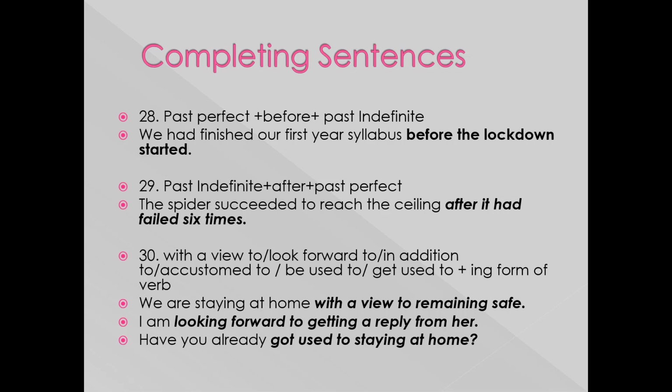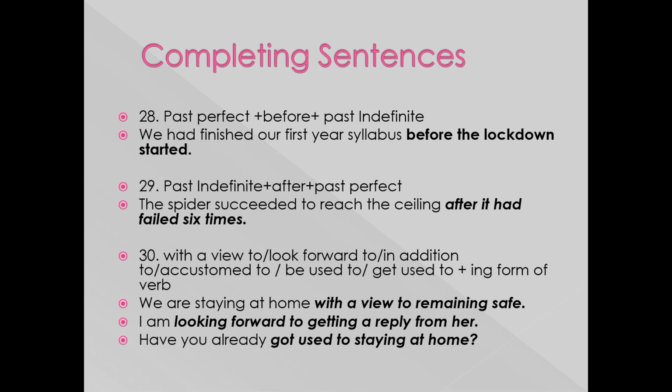In rule 29, just a reverse structure. First, you will get past indefinite tense, then in the middle "after" as a conjunction, and then in the second part, past perfect tense. Like this example, the spider succeeded to reach the ceiling after it had failed 6 times. In the first part, "succeeded" is past indefinite tense, and in the second part, "had failed" is past perfect tense. So past indefinite, then after, then past perfect.